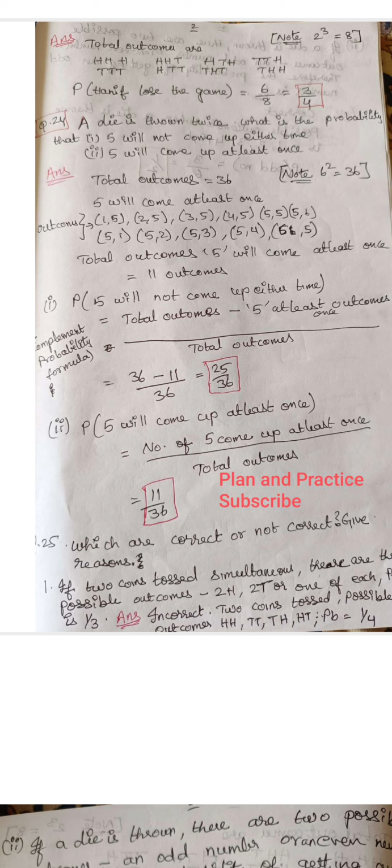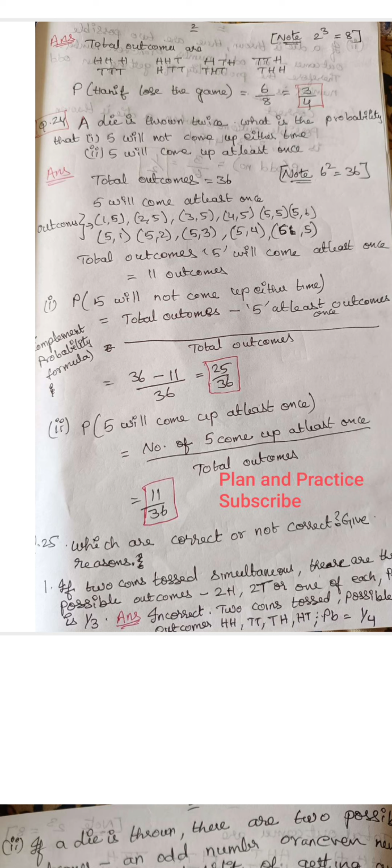A die is thrown twice. So each time you throw, 5 will not come at all. What is the probability of that? They are asking. The second option is the probability that 5 will come at least once. Now we'll go to the solution. There are total outcomes 6 square, which is 36.